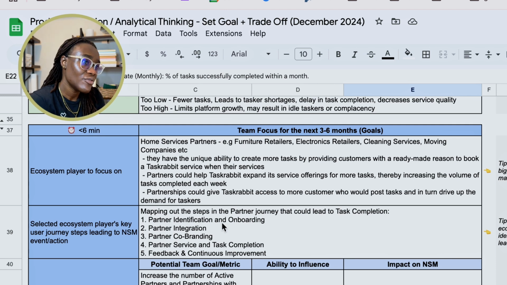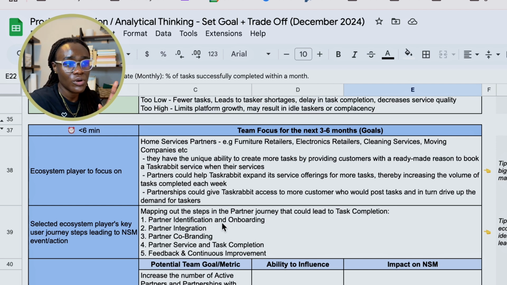Okay? So for me, I'm focusing on the home services partners. My rationale is this. One, they have the unique ability to create more tasks by providing customers with a ready-made reason to book a TaskRabbit service with their services. So Home Depot has like how many thousands of sales happening on a daily basis. Those are potential tasks to be completed. So they can give their customers a ready-made reason to book TaskRabbit. So there is a ready market.